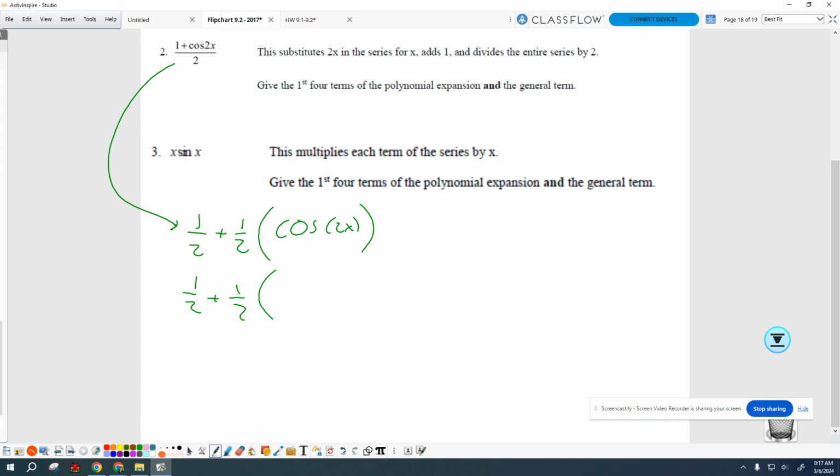Okay, so let's see. Cosine 2x will be the cosine formula expanded. And when it says give the first 4 terms, I'm gonna keep an extra 1 or 2 because sometimes they combine. Sometimes you multiply by 0 and something disappears. So I'm gonna keep an extra 1.